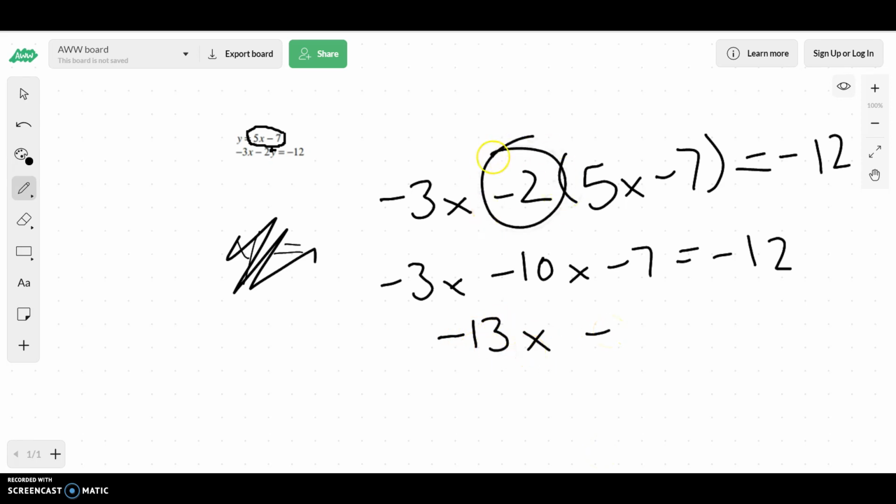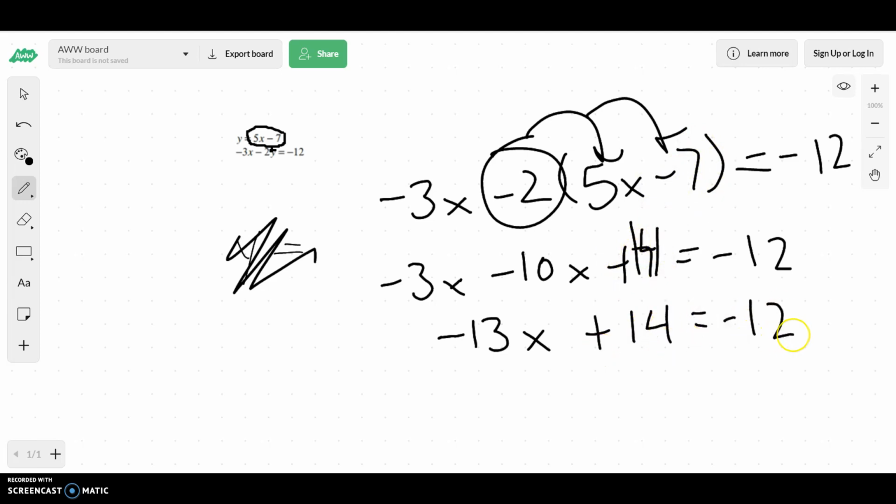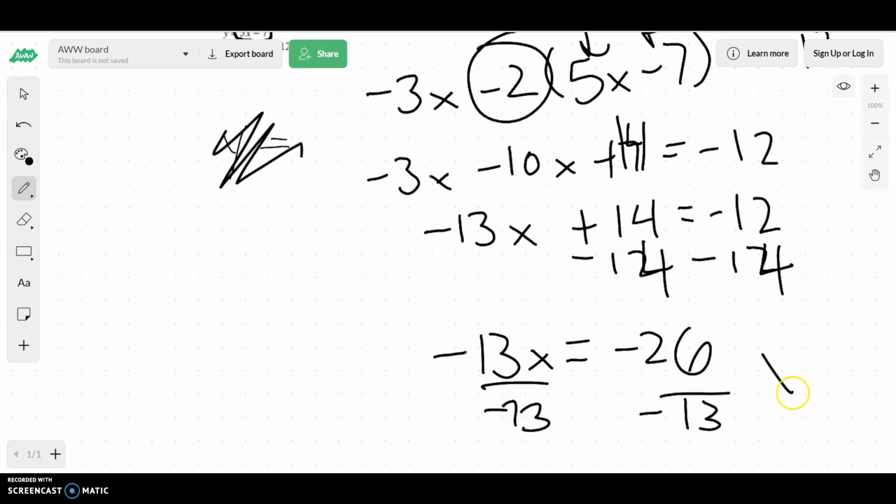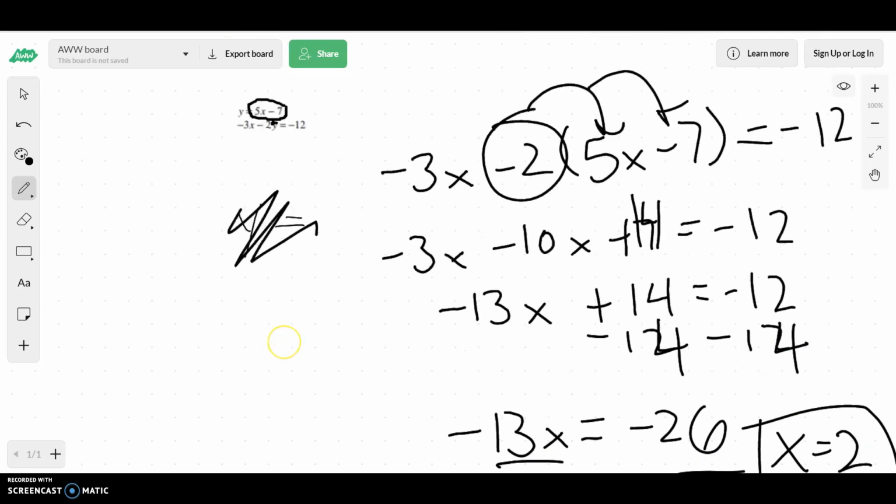Oh, I made a mistake. I didn't distribute properly. So I should get negative 10x here. But 2 times negative 7 should give me a positive 14. And that equals negative 12. We would then minus 14 on each side. And I would get negative 13x equals negative 26. I would then divide by negative 13, and I would get that x is equal to 2. Well, now that you know what x equals, you can take that and plug that back in for x, to find your y.